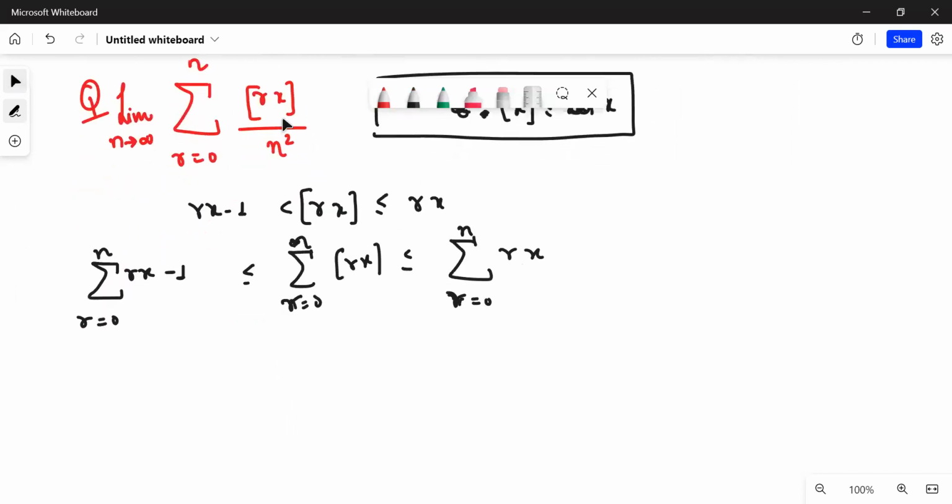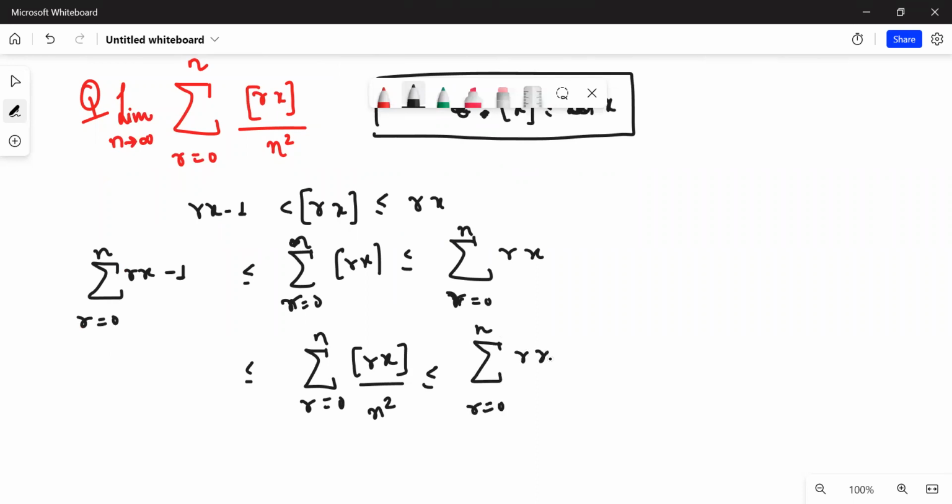Is that clear? And then you can divide all sides by n square. And then this is the sum r equal to 0 to n of rx divided by n square.